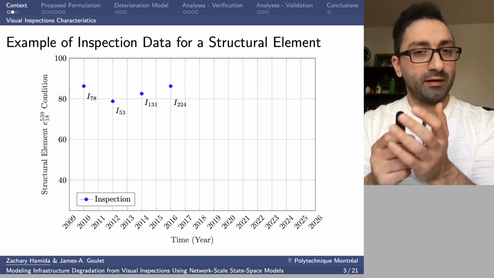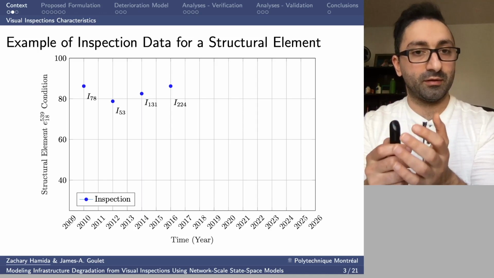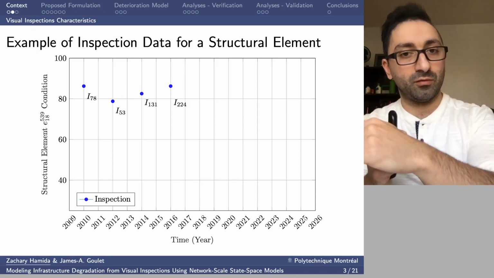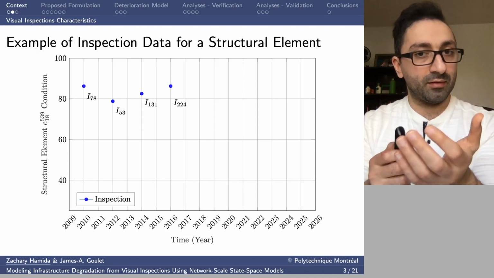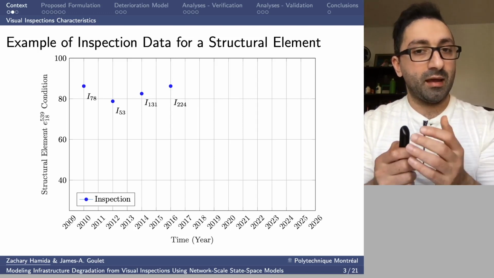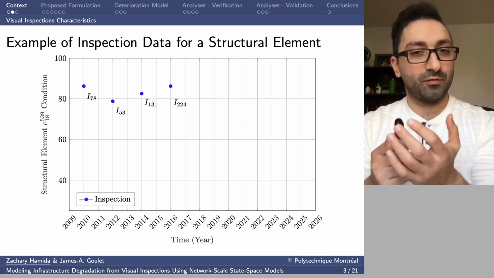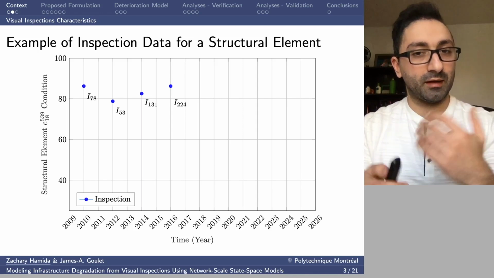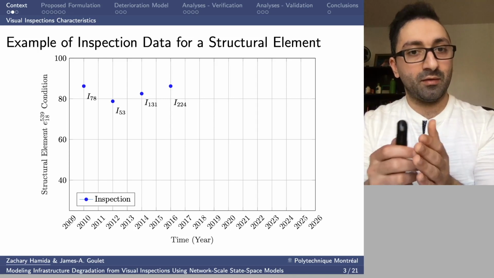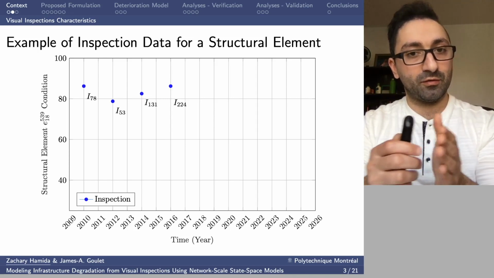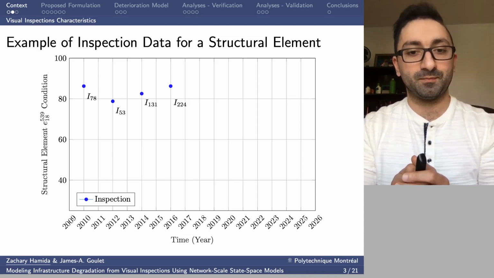Now, by looking at the data, we are expecting a deterioration, so from better health to worse health. And this is not the case in the data shown here. And this is because of the subjective nature of visual inspections, which is a point that we're going to come back to later. But it's just to highlight that here there's no maintenance or repairs that have occurred that resulted in such a trend.